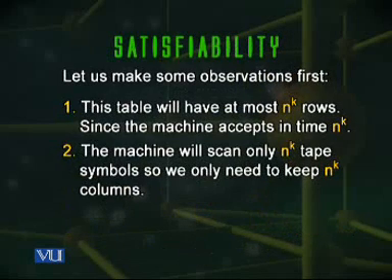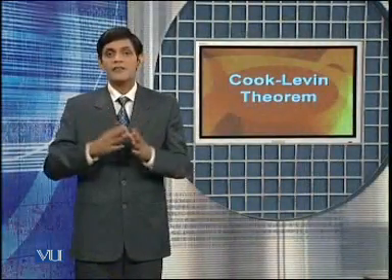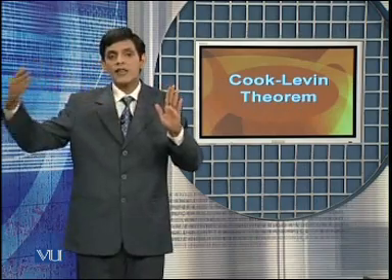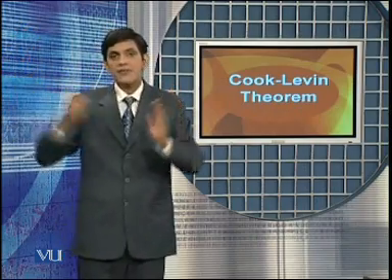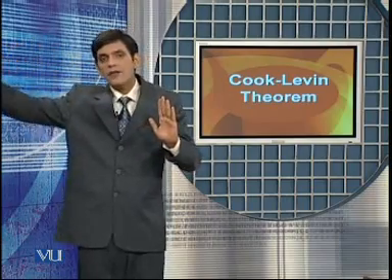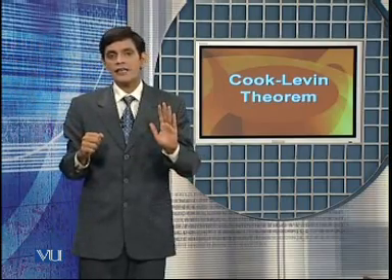The second thing to observe is that this Turing machine will only scan n to the k tape symbols. So we only need to keep n to the k columns in this table. Since this Turing machine runs in time n to the k, it can never use more than n to the k tape cells. Hence, after n to the k tape cells, we'll always have blanks on our tape.